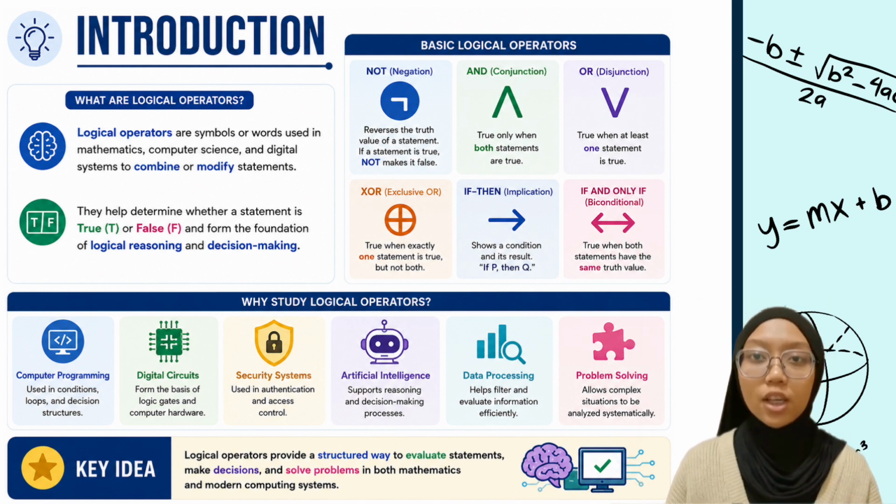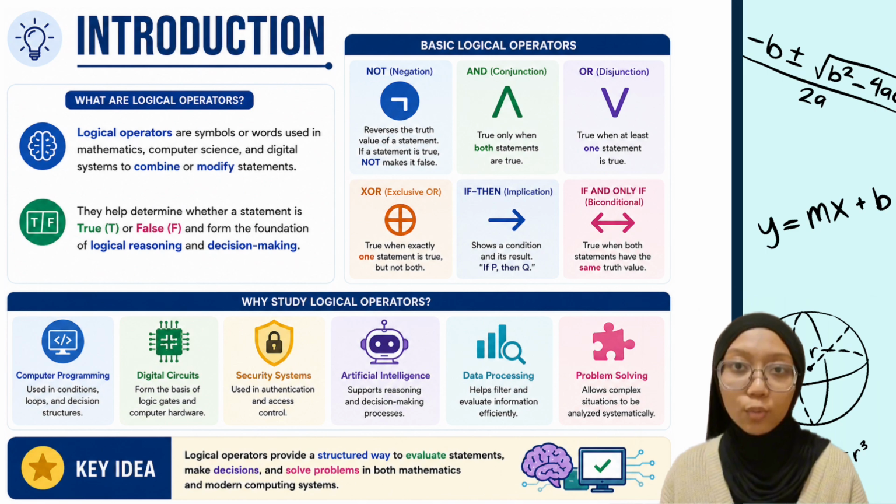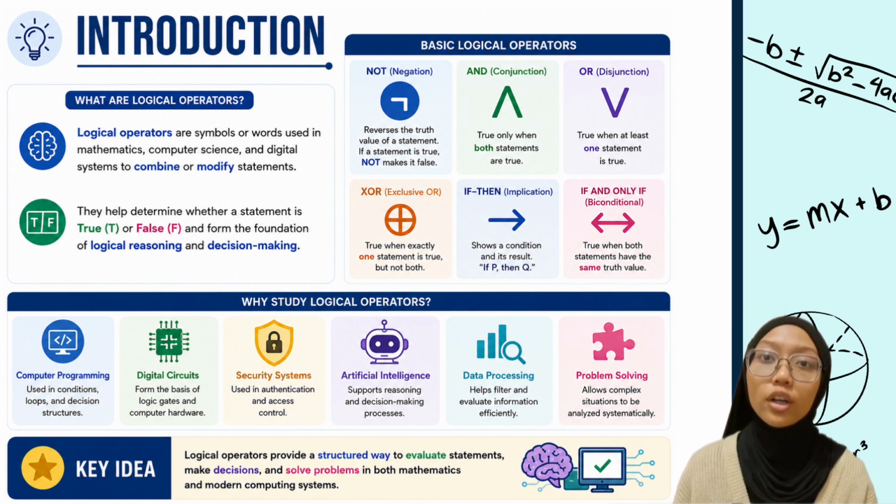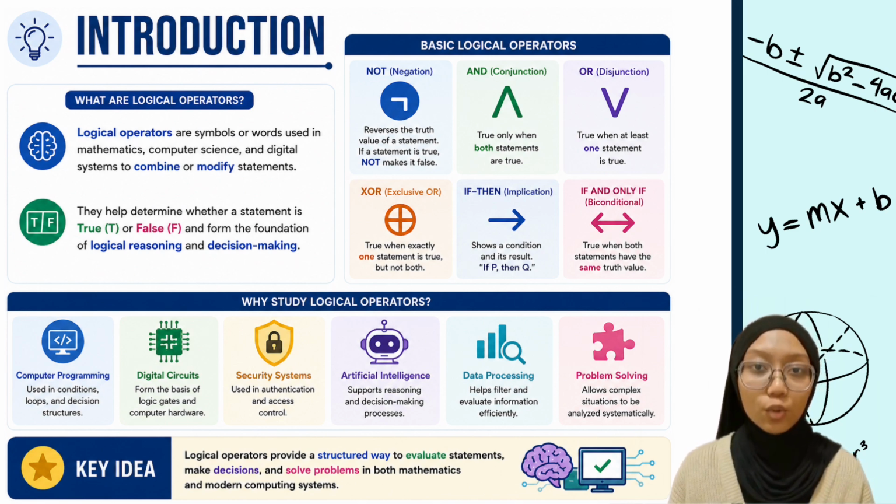There are several basic logic operators. The first one is NOT, which simply reverses the truth value of the statement. If the statement is true, applying NOT makes it false. Next is AND, which is only true when both statements being compared are true. OR is another common operator and it is true when at least one of the statements is true.